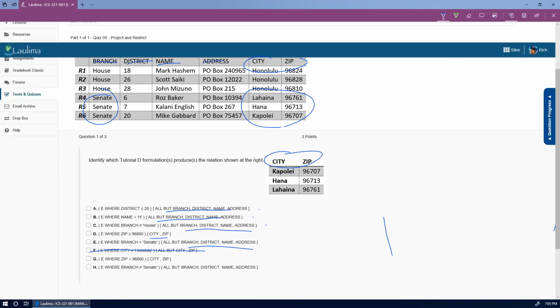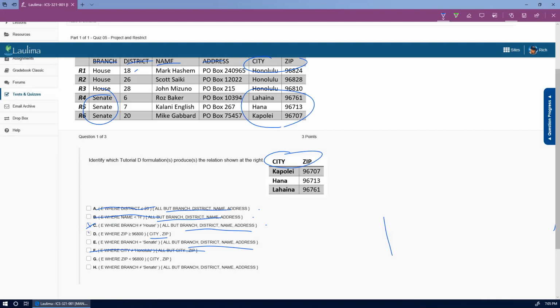E where district is less than 20, no, that doesn't work because that would include 18. E where H is less than H, no, that wouldn't work either because H, I, J are all greater than H. E where branch is not equal to house, yes, that does work. So this one works, it looks like. E where zip is greater than or equal to 96800, that one might work also.